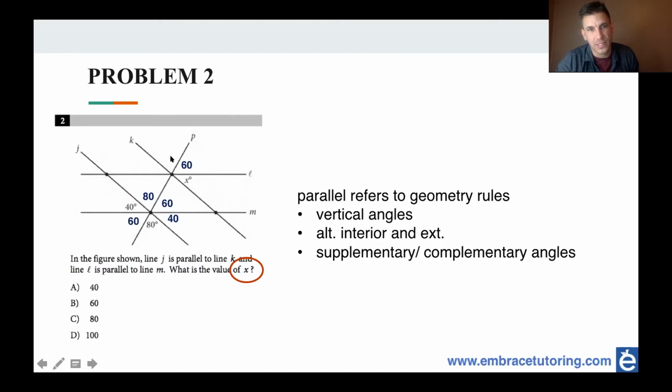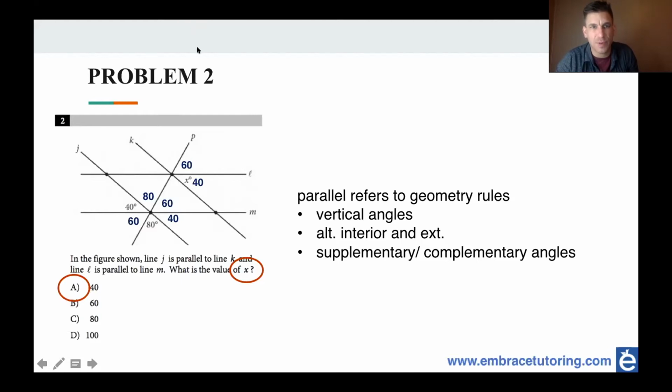vertical. This is 60. That means that as this angle here and this angle here, this one's going to be 40, as I come down, and this one's going to be 80. It's the same pattern of what you'll notice in terms of the lines being parallel together. So number 2 is going to be A.